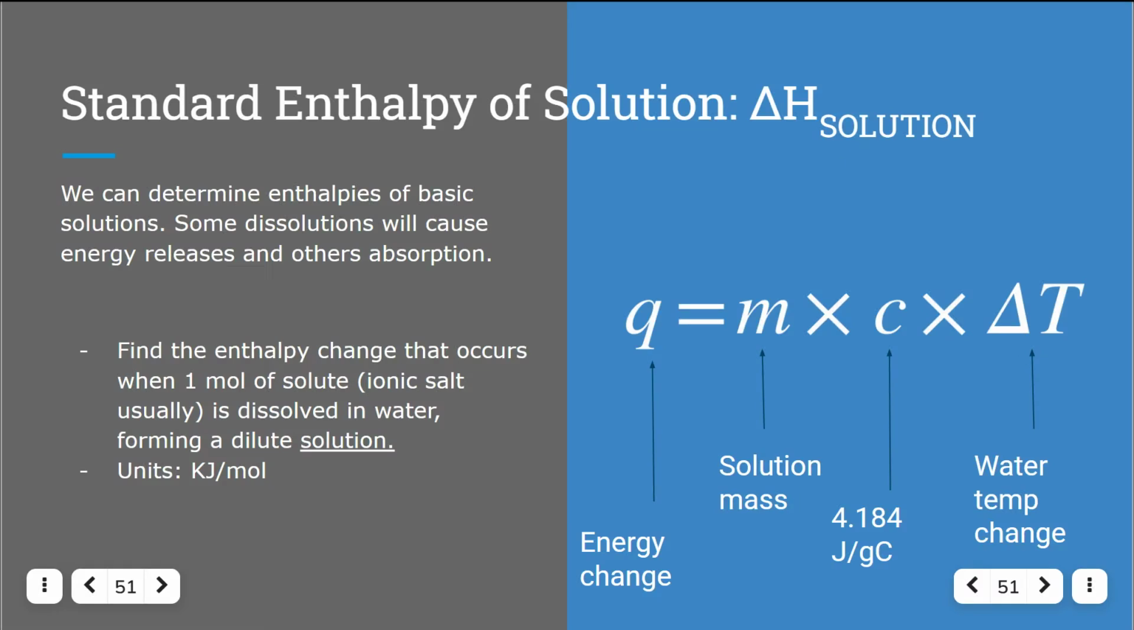Okay, now when we calculate an enthalpy of a solution, we want to express it in units of kilojoules per mole, so joules might have to be converted to kilojoules. We'll use the same equation of Q equals mCΔT, where m represents the solution mass. That's not just the water, but it's the water plus the solute. C represents the specific heat capacity of water, and the measured temperature change is that of the water.